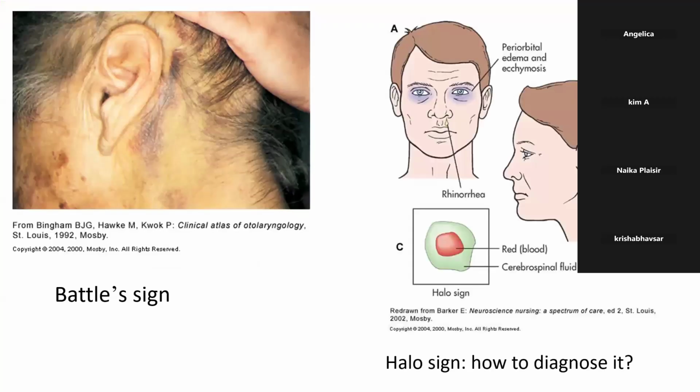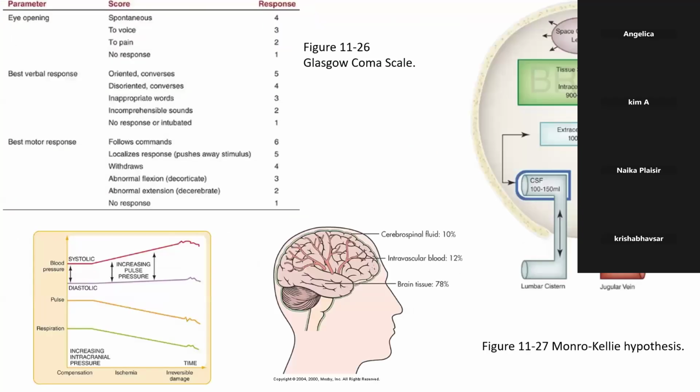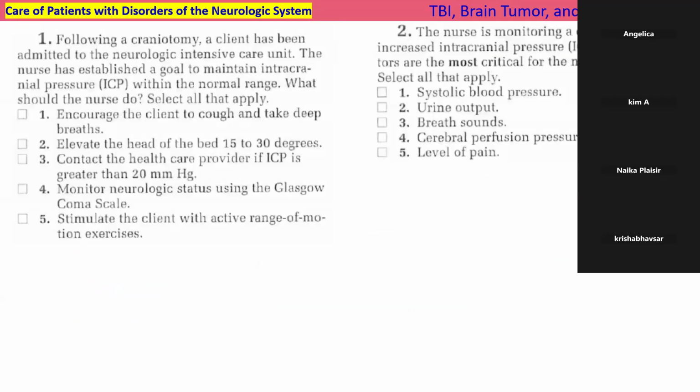All right, number 9. And okay, the first one here with the TBI. I believe you went over this one, right? In class, we said the answer is elevate the head of the bed, contact the PCP, and monitor neurological status, I mean using the Glasgow scale. So it'll be like 2, 3, and 4.